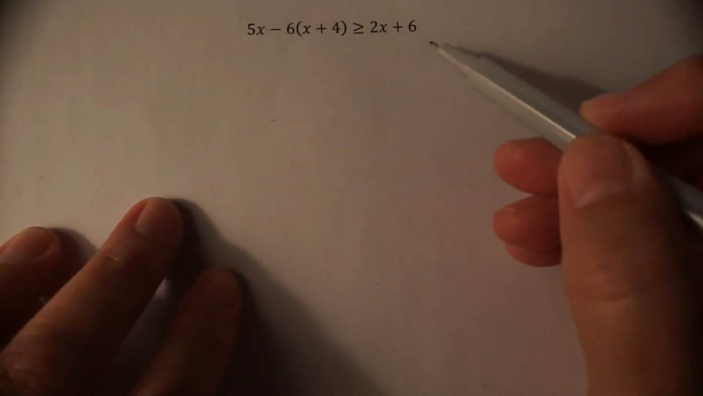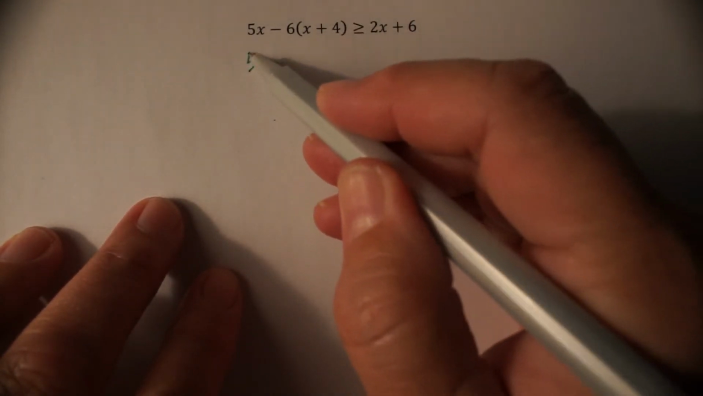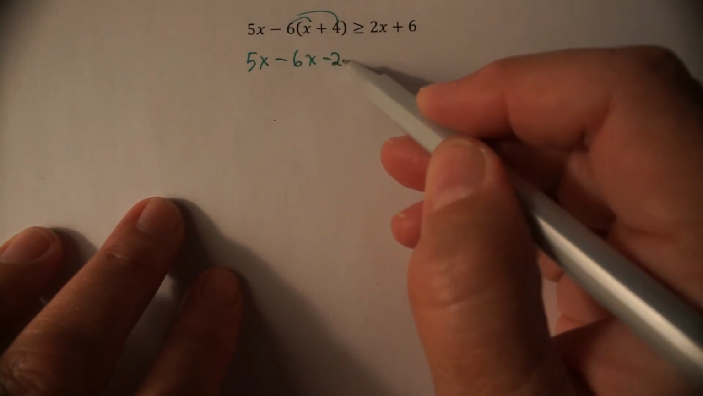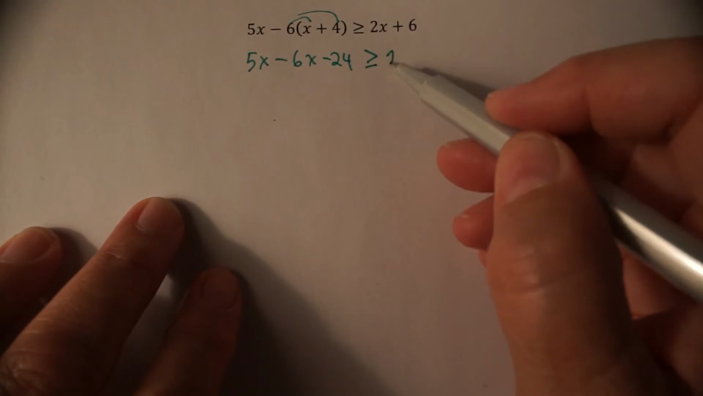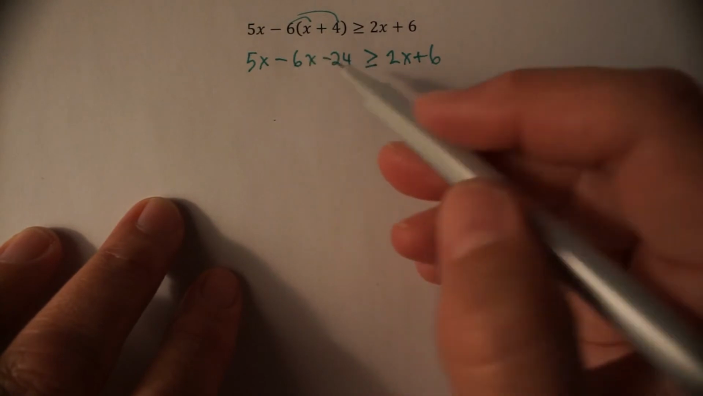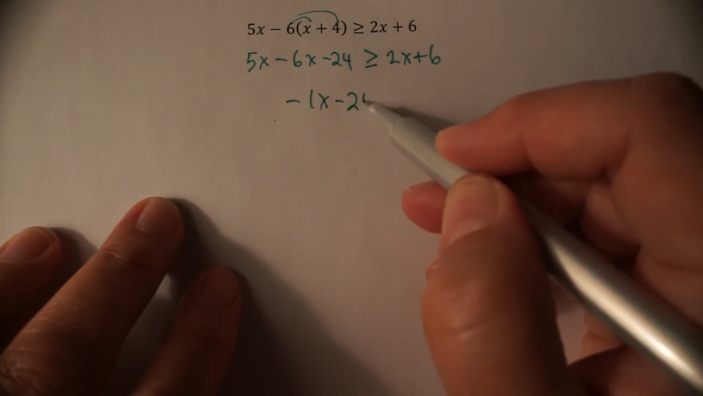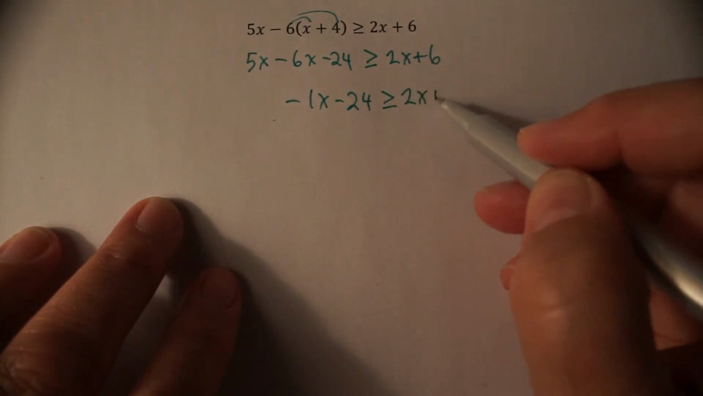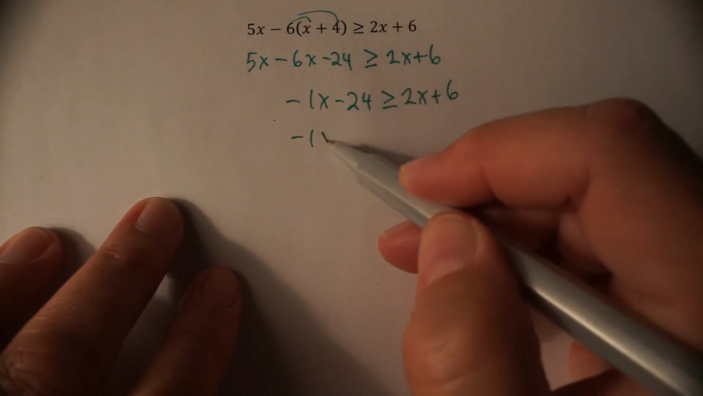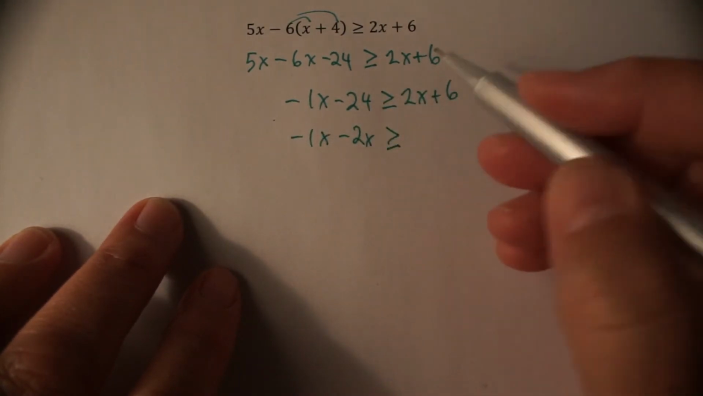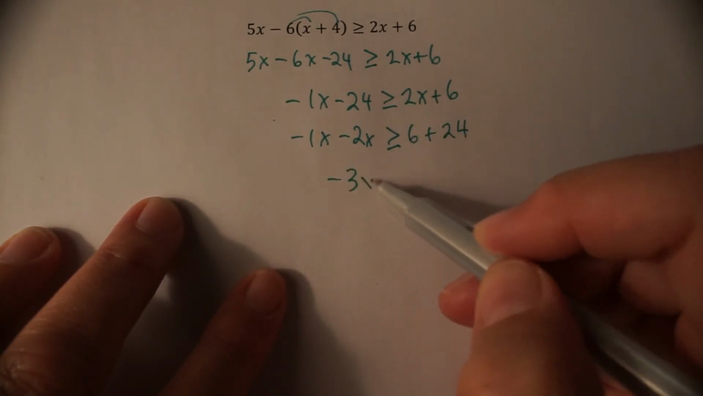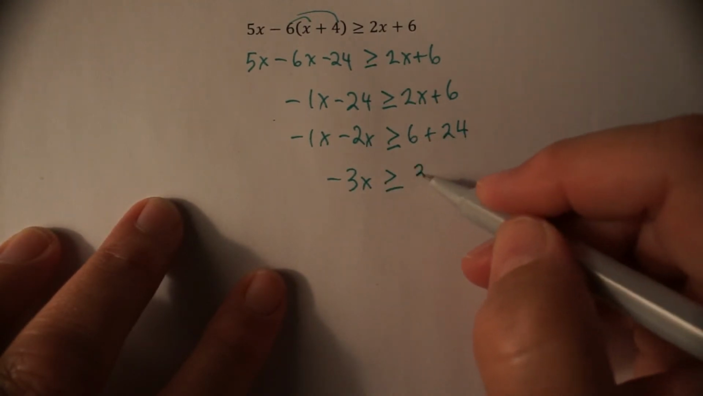Okay, and again, like a linear equation, I can't do it with that bracket, so our first step is just to remove the bracket by multiplication. So minus 6x minus 24 greater than or equal to 2x plus 6. And now it's a linear equation. Well, I'll put those two together. 5x minus 6x is minus 1x minus 24 greater than or equal to 2x plus 6. Now I'm going to move the x's onto this side and the numbers onto this side. So we're going to negative 1x minus 2x greater than or equal to, we just treat it like an equal sign, 6 plus 24, minus 3x greater than or equal to 30.